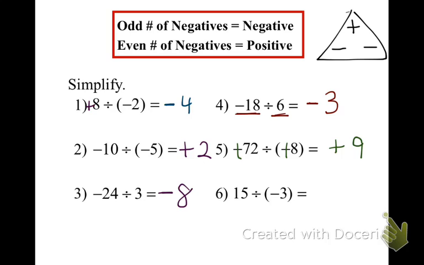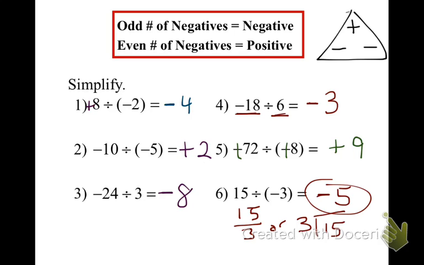And now, last but not least, number 6. Once again, first thing that should pop at you. Oh, I have 1 negative. 1 negative is an odd number, should have a negative answer. So put that negative out in front, and then what's 15 divided by 3? Remember, you can rewrite it as 15 divided by 3, or 3 dividing into 15, whichever way you want to do to remember it. So this should be a negative 5 as your answer.